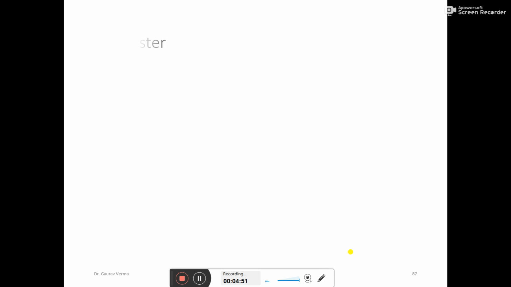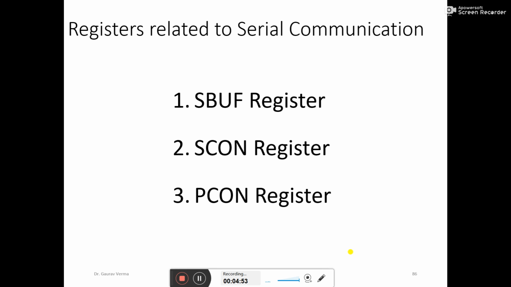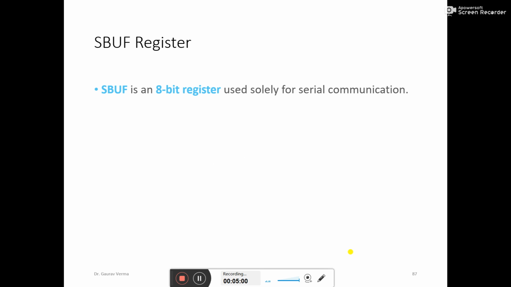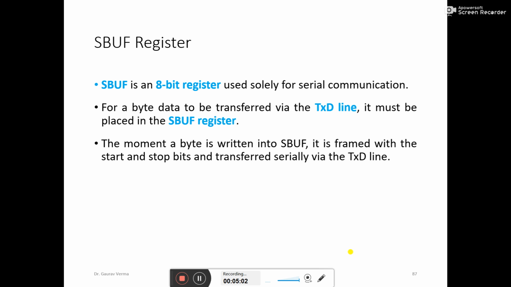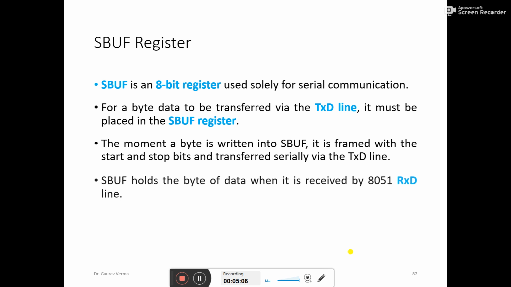These three registers are important: the SBUF register, the serial buffer register, the SCON register, and the PCON register. The serial control register and PCON register can define the data. SBUF can hold the data to transmit or receive. The byte to transmit on the TXD line must be placed in the SBUF register. The moment a byte is written into SBUF, it is framed with the start and stop bits and transferred serially via the TXD line.